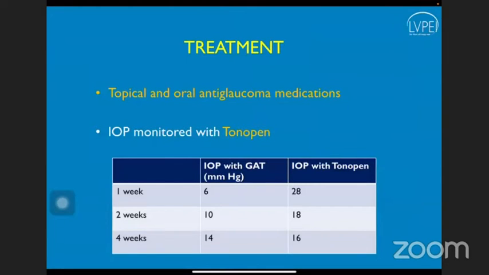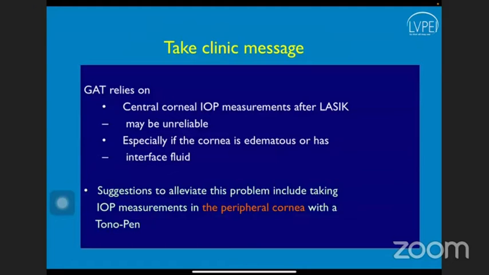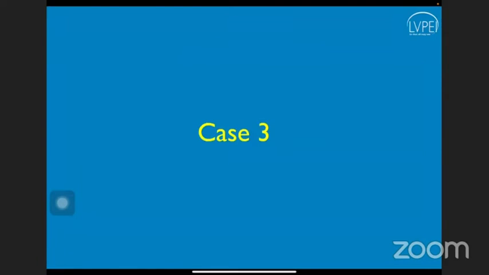He was initiated on anti-glaucoma medications, and gradually it came under control. And after 4 weeks of treatment with anti-glaucoma medication, the pressure remained controlled, but the damage by then had happened. So because the GAT relies on the central corneal thickness, after LASIK, it may become unreliable, especially if the cornea is edematous or has interface fluid. If you have such a situation, tonopen or an iCare may not be a bad instrument to check the intraocular pressure in the peripheral cornea.